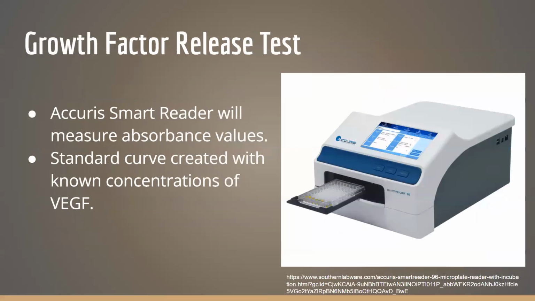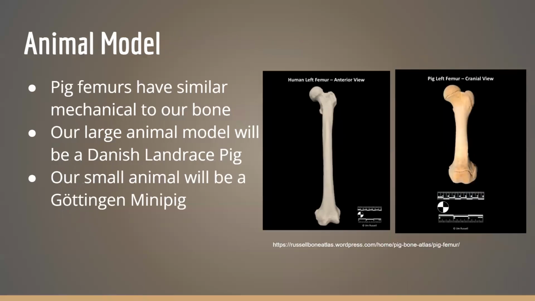To measure growth factor release of our device, we will use an Accuris smart reader to measure absorption values. The standard curve will be created with known concentrations of VEGF. The growth factors will be diluted with DMEM. First, the device will be loaded with a serum only containing the growth factors. It will then be placed in a DMEM media for 12, 24, 36, and 48 hours. The media will then be placed in the wells of the plate along with a standard curve to calculate the concentration using the absorption. Next, we'll be moving on to our animal models.